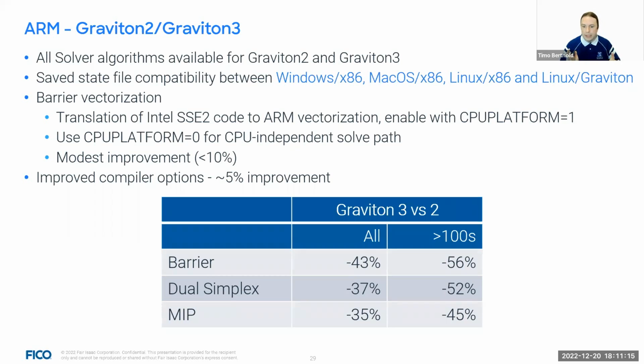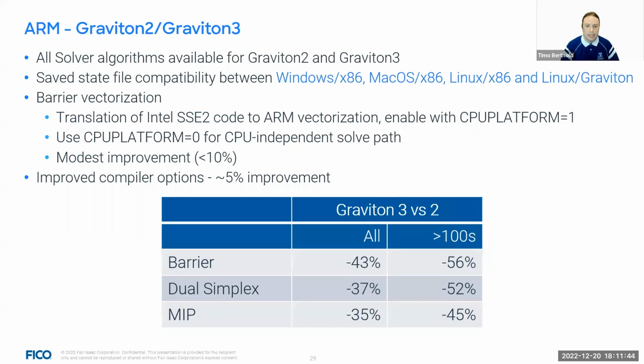So you can see what a user got on, say, a 64-core ARM machine on your 8-core Windows laptop, for example. So we did some work on improving performance on Graviton. That is, in Barrier, you can exploit the CPU-specific instruction sets to get about 10% improvement, and some additional compiler optimizations made the code some 5% faster overall.